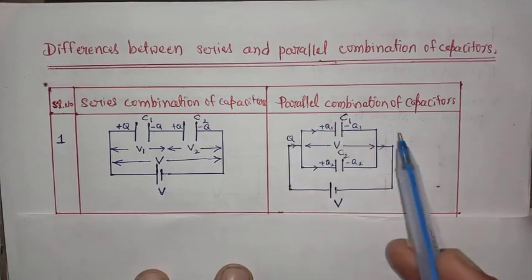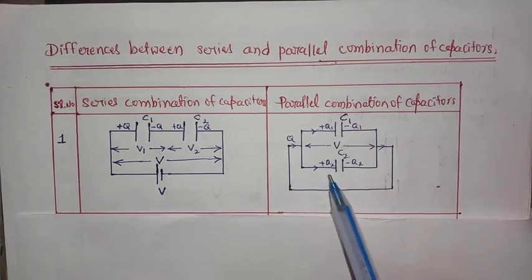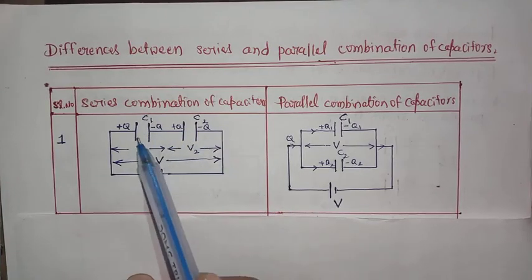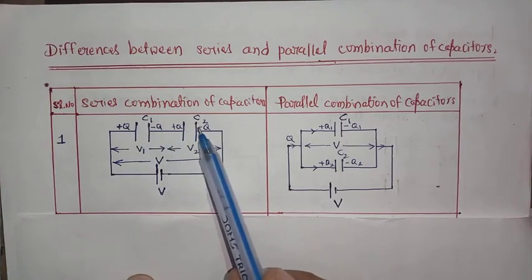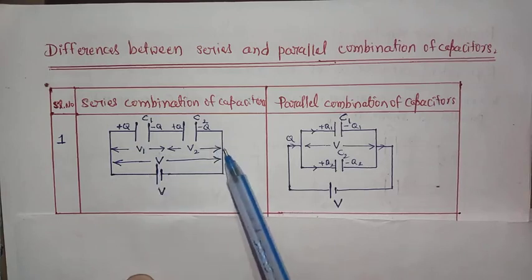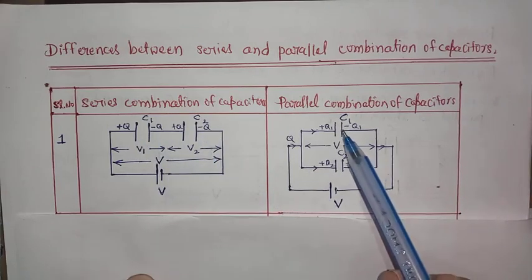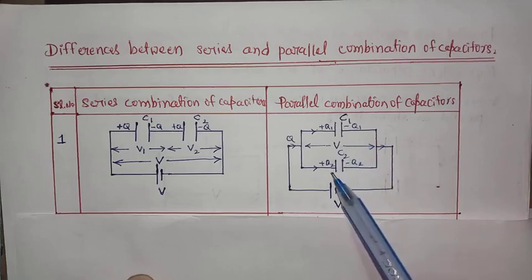Series and parallel combination of capacitors, like this. So now look at the diagram. Series combination. Here we have connected two capacitors in series and to a battery here, and two capacitors in parallel here and connected to a battery.